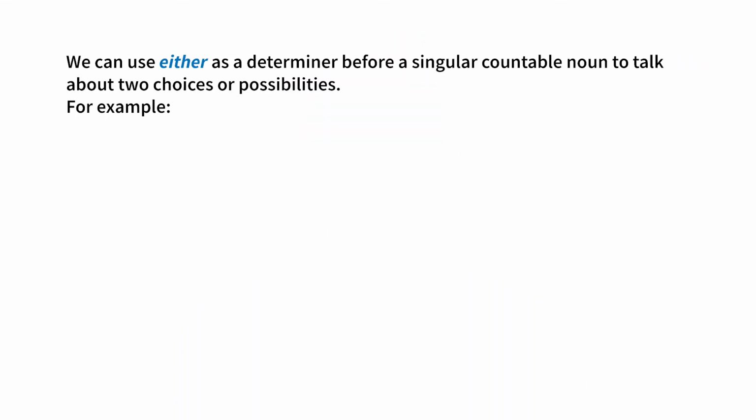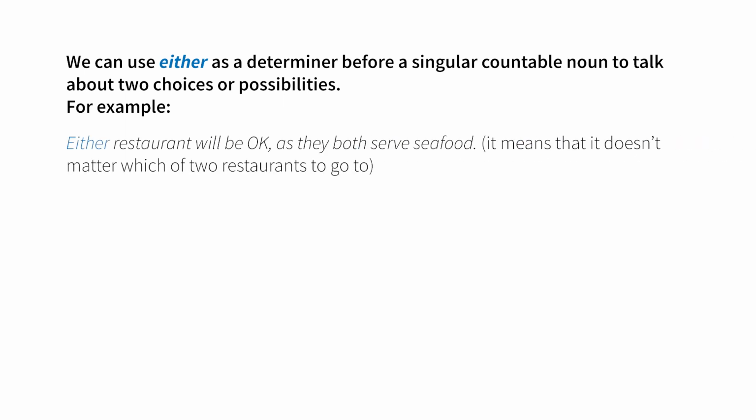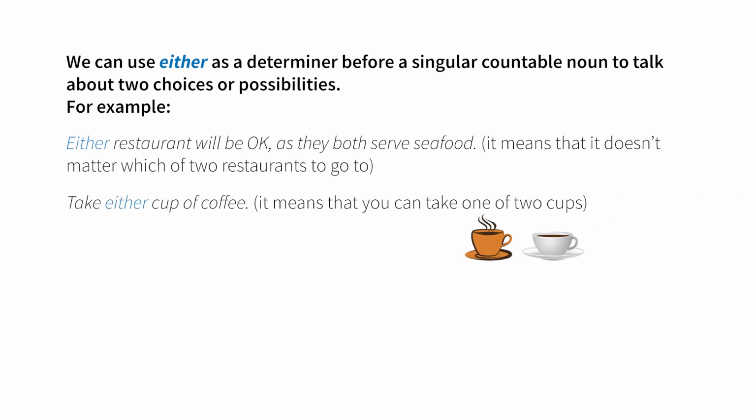Either. Let's take a closer look at the grammatical rules for using either. We can use either as a determiner before a singular countable noun to talk about two choices or possibilities. For example, either restaurant will be okay, as they both serve seafood. It means that it doesn't matter which of two restaurants to go to. Take either cup of coffee. It means that you can take one of two cups.